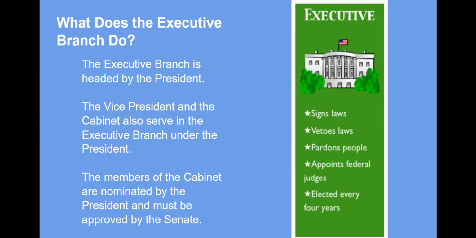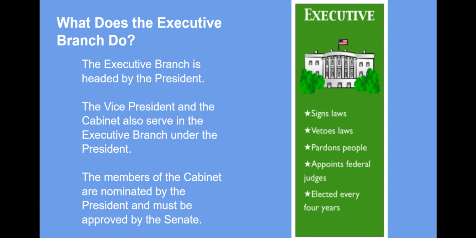Let's look a little closer at the executive branch. Remember, the executive branch is headed by the president. The responsibilities of the executive branch include signing laws and vetoing laws. The executive branch also has the power to pardon people convicted of federal crimes and to appoint federal judges.